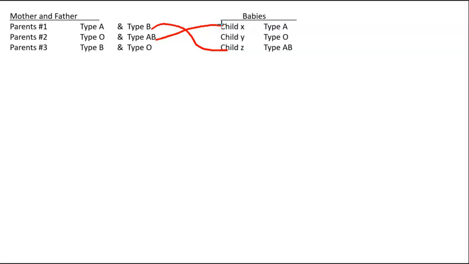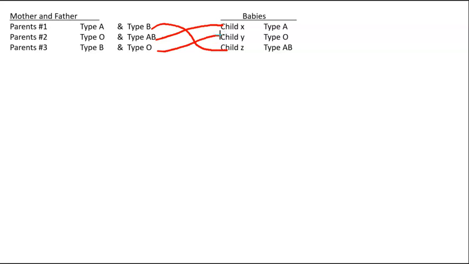And then parent set number 3, with their combinations, they can either have children that are type B blood or type O blood. But since, again, there are no children with type B blood, we can safely say that they are the parents of type O, which is child Y.